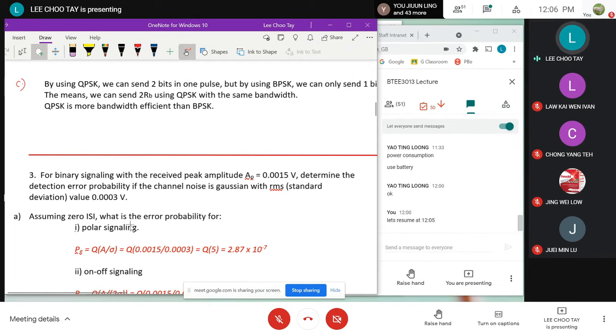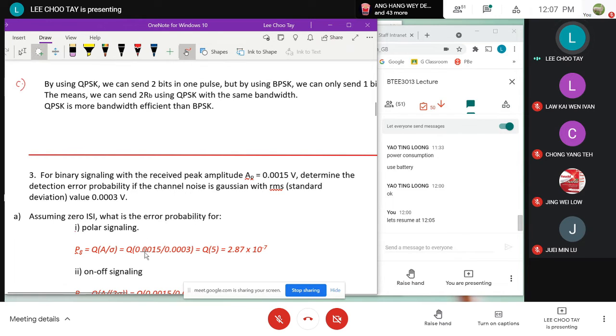To calculate the error probability for polar signaling, you will have to remember the equation in terms of the Q function. Don't remember the equation that involves integration; that one is very complicated. The reason for using the Q function is because it simplifies our calculation a lot. So the probability of error for polar signaling is Q of A over sigma.